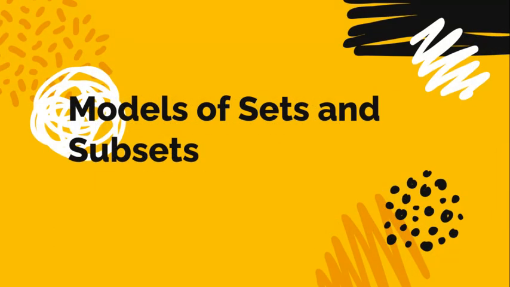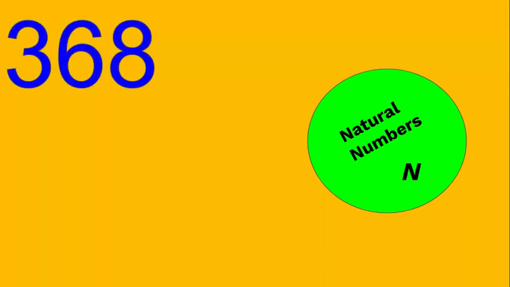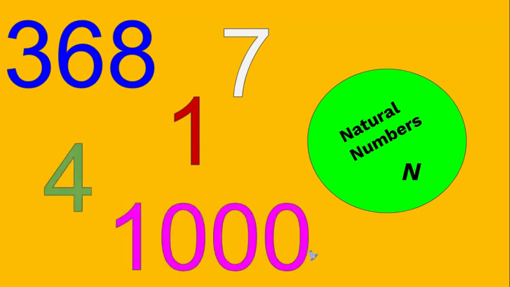Okay, now we're going to look at our models of sets and subsets. Our models are how we represent our sets and subsets. We're going to start with our natural numbers because that's the very innermost set of all of our rational numbers. This is usually represented by an N. So if you see an N somewhere, that means they're talking about natural numbers. Natural numbers can be anything like 368, 7, 1, 4, or 1,000.